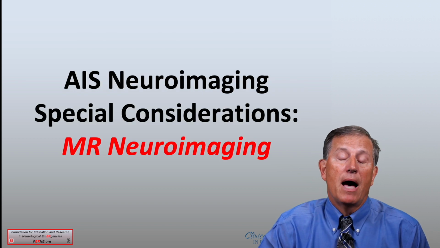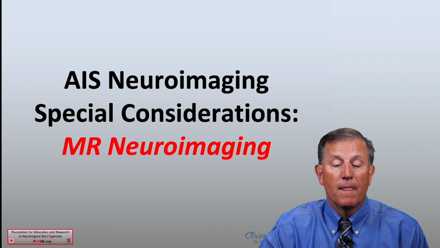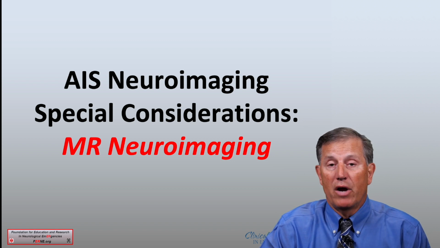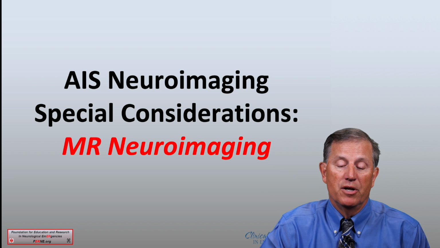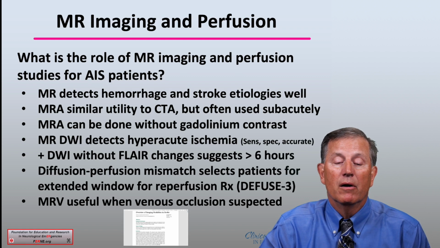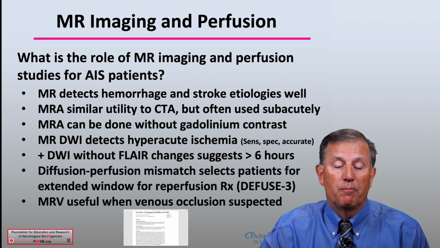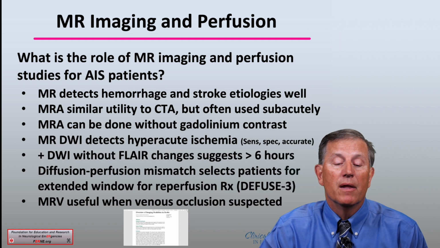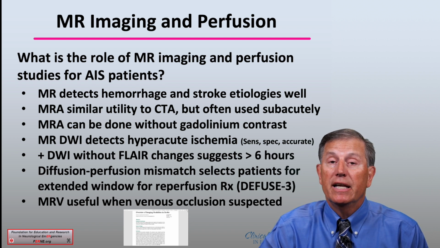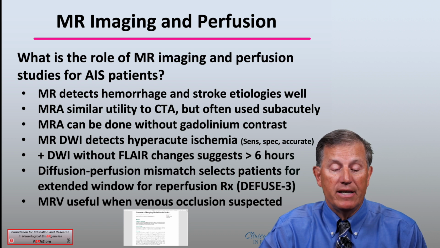Let's talk about some special considerations in AIS neuroimaging. The first, of course, is MR imaging and perfusion studies. So what is the role of MR imaging and perfusion studies for acute ischemic stroke patients? Remember, MR does detect hemorrhage and stroke etiologies quite well. And MRA has a similar utility to CTA, but often is used more subacutely, that is, not at the time when a consideration is made for the use of thrombolytic therapies or EVT.